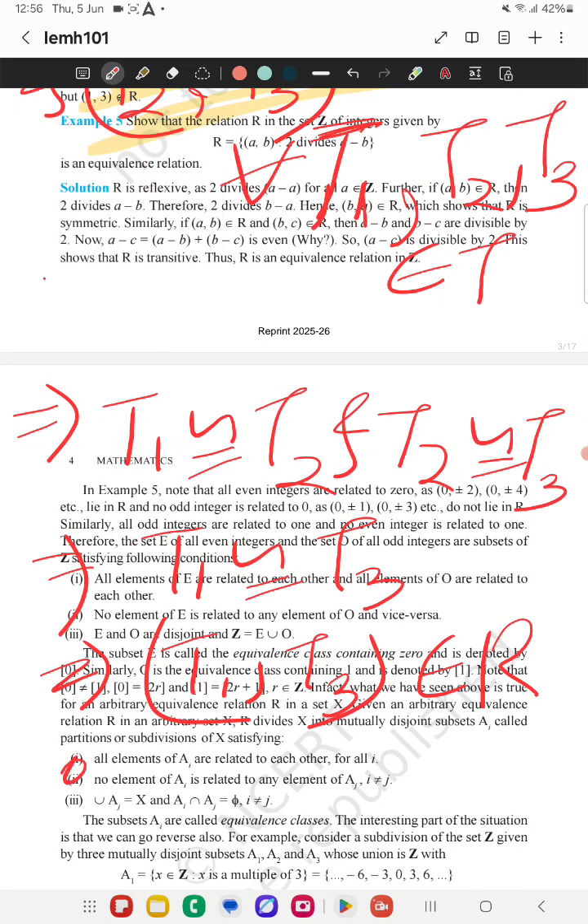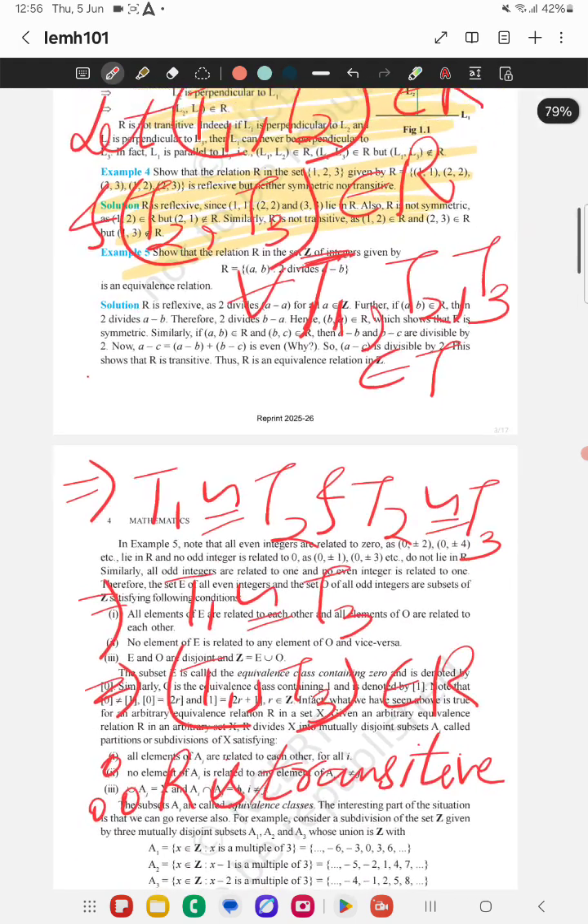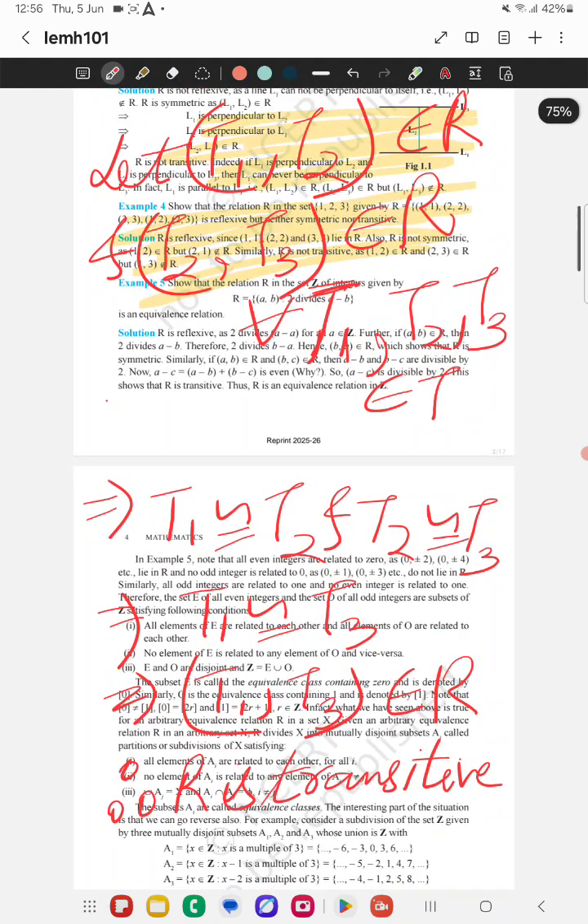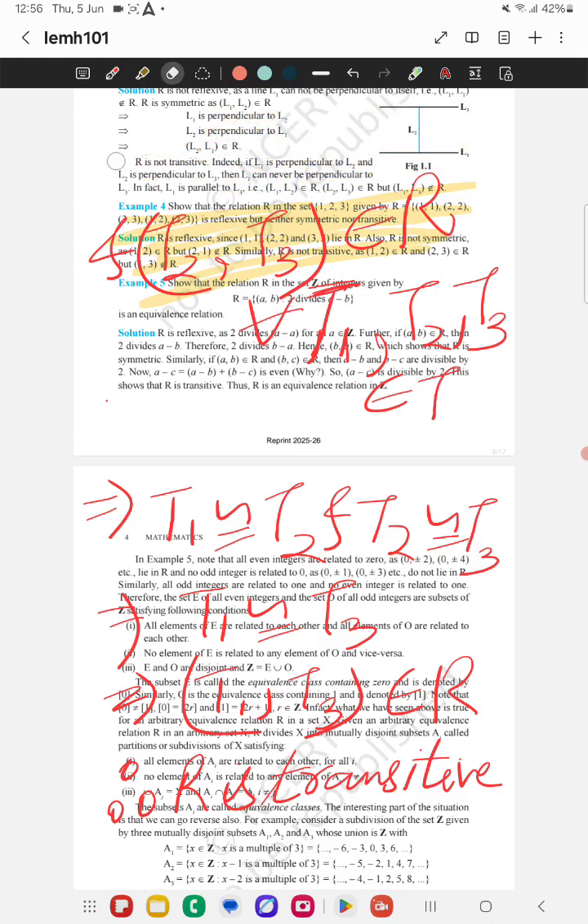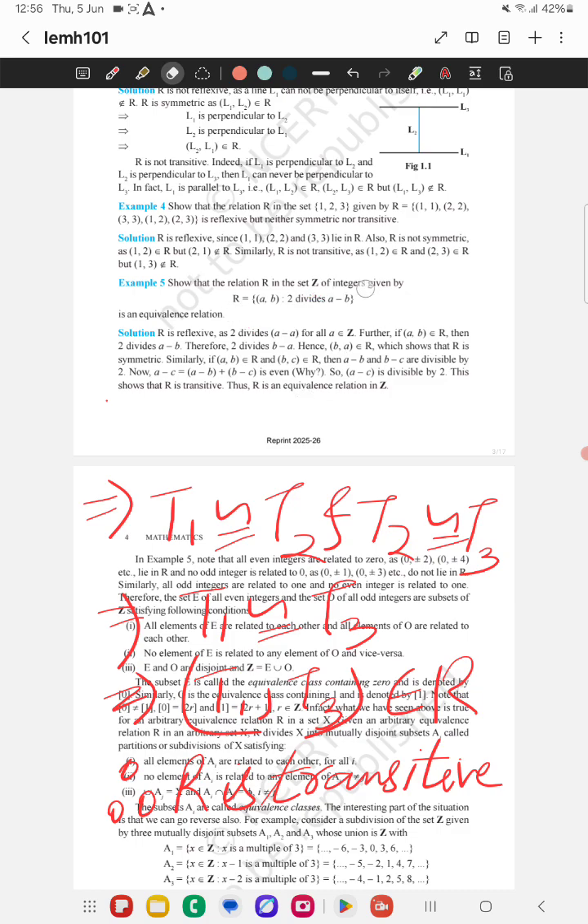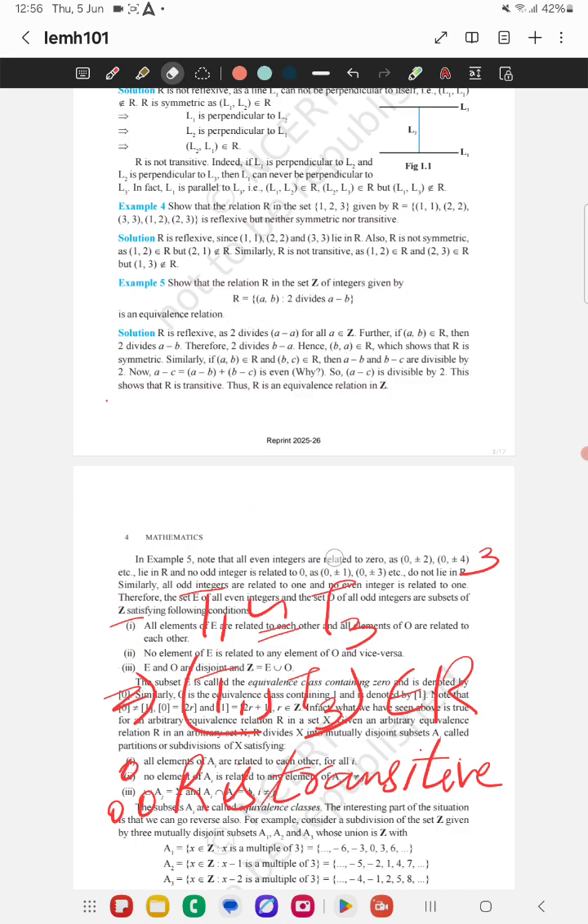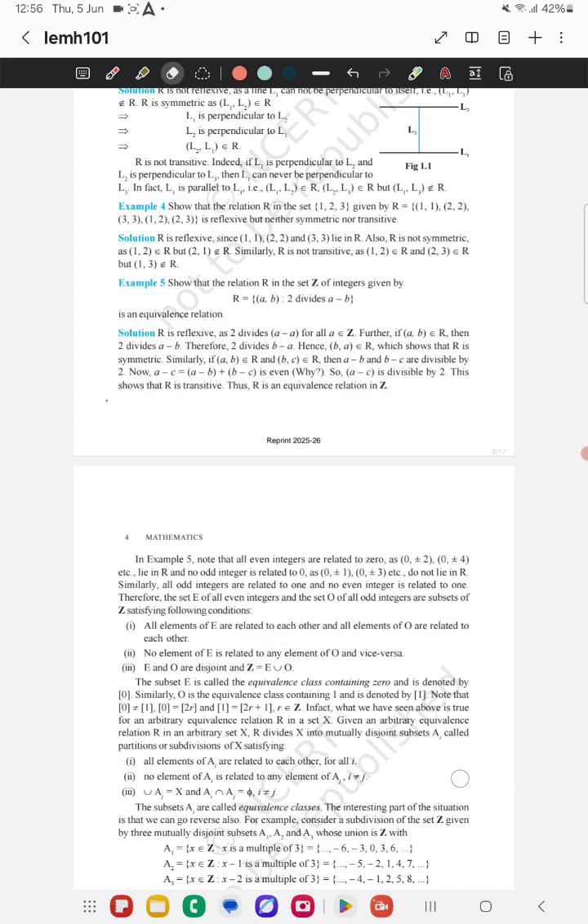Therefore R is transitive. We have taken (T1, T2) belongs to R and (T2, T3) belongs to R, and we have proved that (T1, T3) also belongs to R. Therefore R is transitive. And now we will write, since R is reflexive, symmetric and transitive, hence it is an equivalence relation.